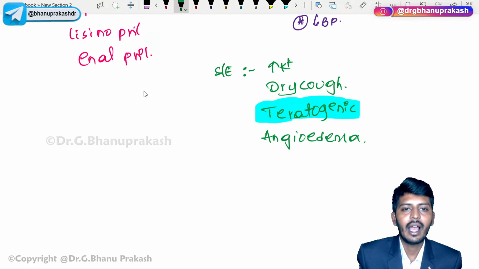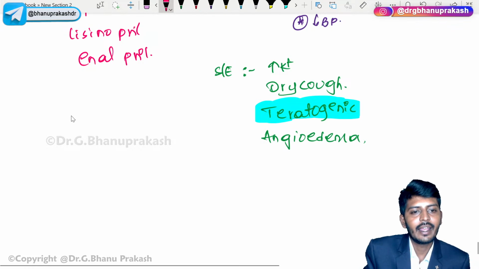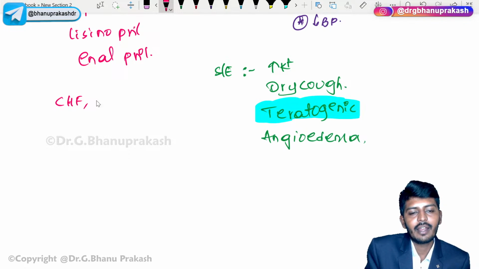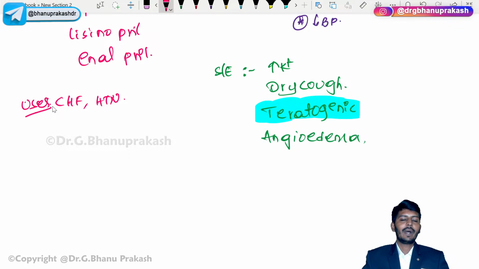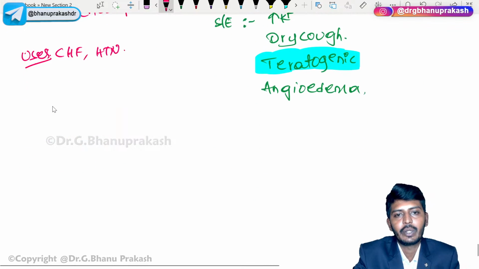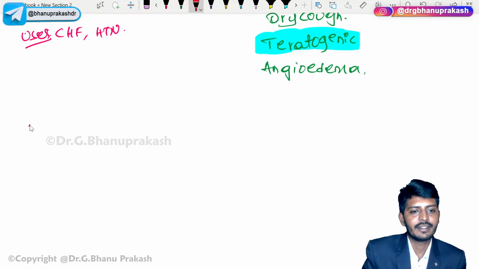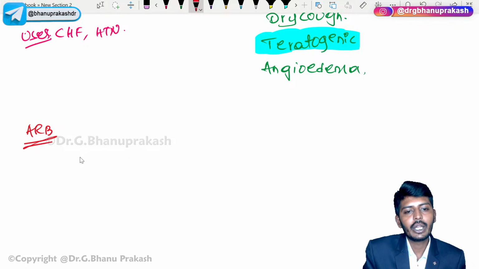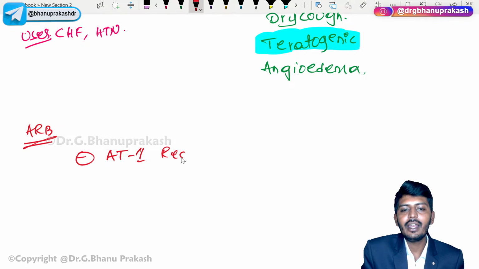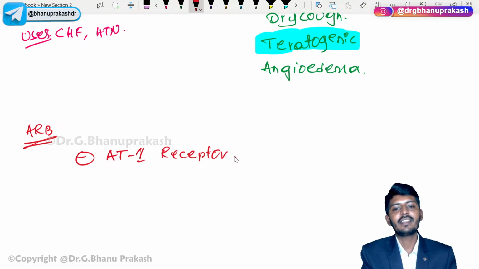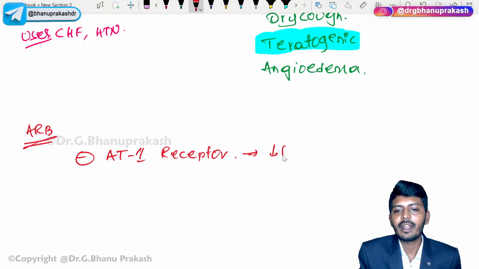Now, one important aspect, other uses of ACE inhibitors. Other uses are congestive cardiac failure, hypertension of course, and also diabetic nephropathy. So that is the story of your ACE inhibitors with respect to hypertension. Then let's talk about ARBs. Already we know they are going to block which receptor? Yes, the AT1 receptor. If AT1 receptors are blocked, they will also decrease the peripheral vascular resistance. That will decrease the blood pressure.